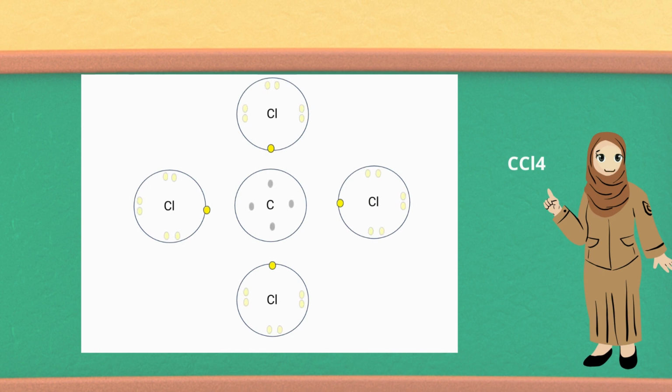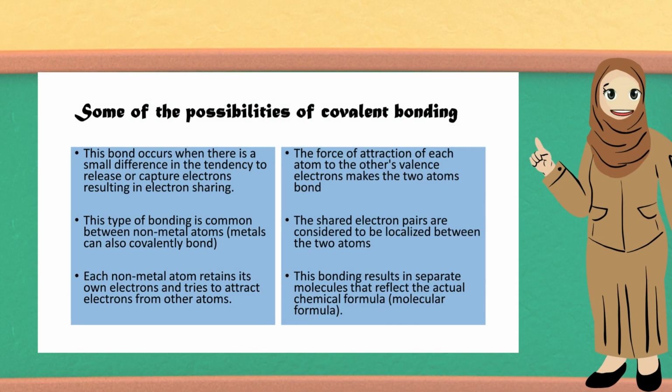Okay, please give your attention. There is an example of a covalent compound. We know that the compound is CCl4, whereas C has 4 valence electrons and Cl has 7. C needs 4 more electrons to fulfill the octet rule, and Cl needs 1 more electron to fulfill the octet rule, so that they will share electrons, and then each atom will get stability.